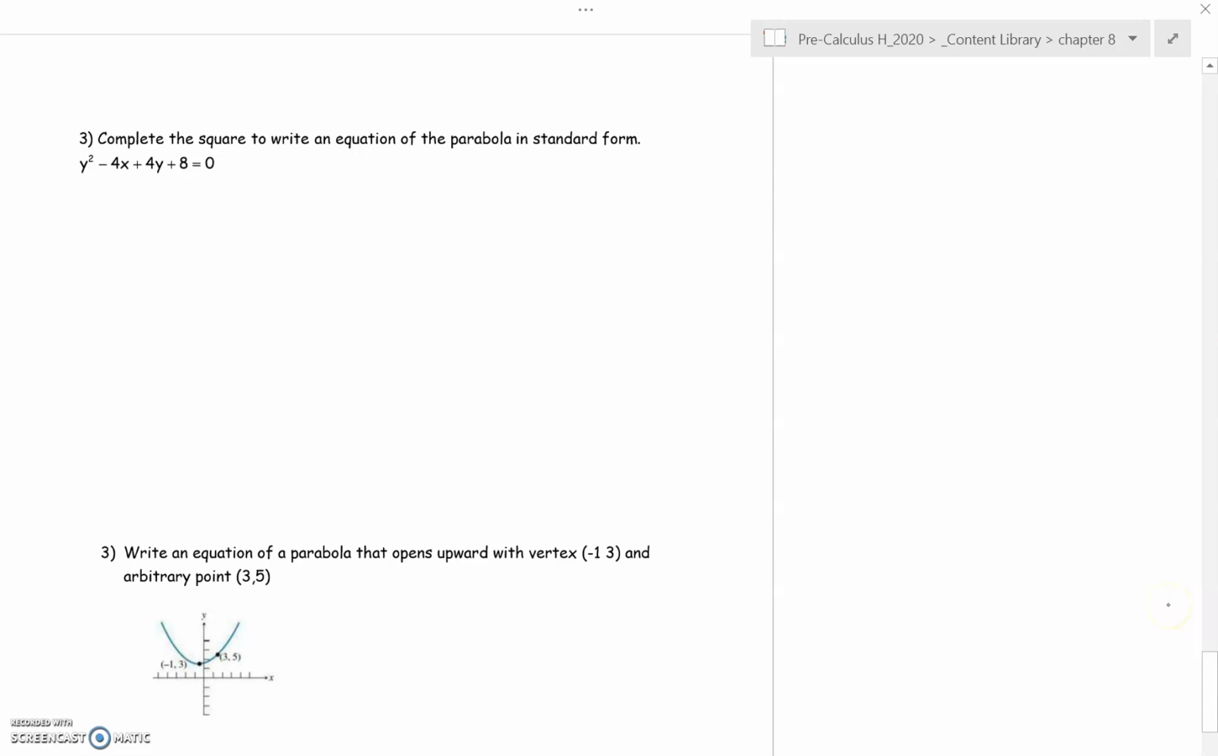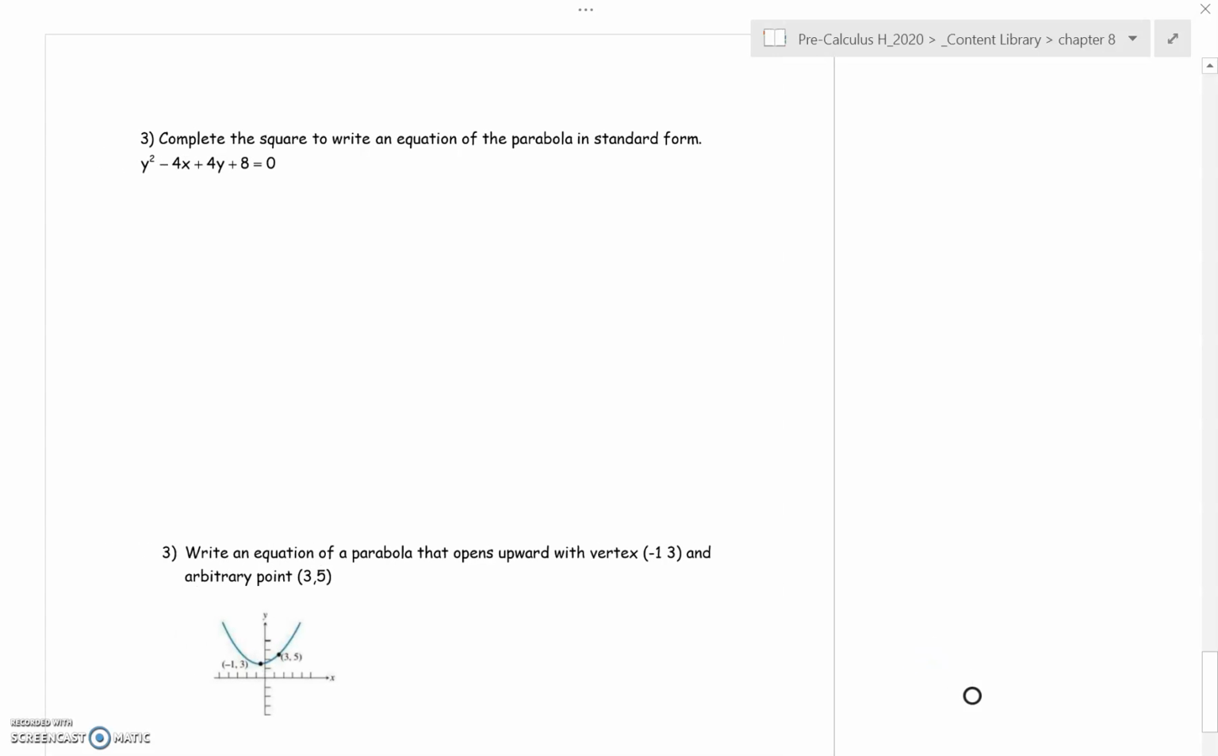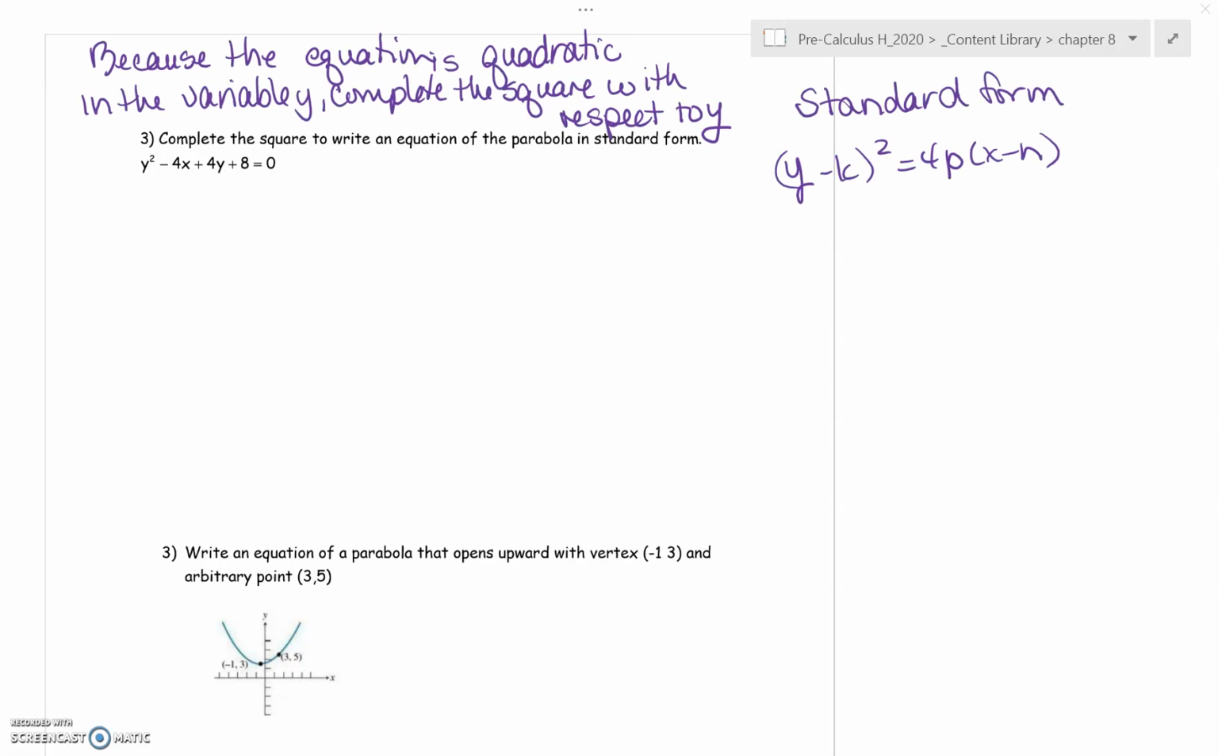Now when you look at this particular problem, we see that our equation is quadratic in the variable y. So since the y is squared, we're going to complete the square with respect to y. So I'm going to have you pause the video for a second and try and think about what your goal is. What would this look like at the very end? All right, so again, since the equation is quadratic in the variable y, we're going to complete the square with respect to y. Here's our standard form. So let's go ahead and get started. So let's go ahead and isolate the y terms.